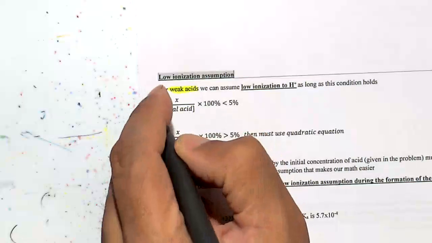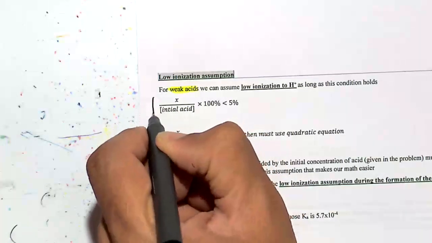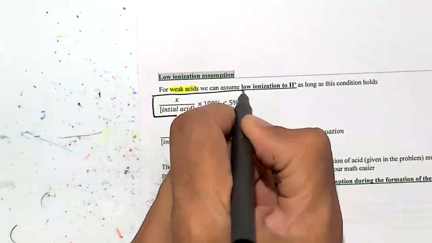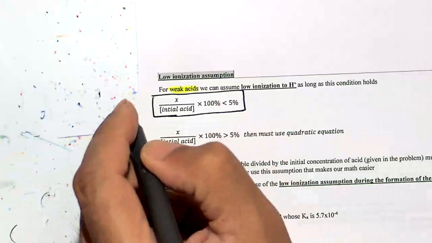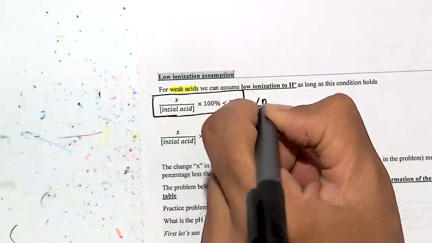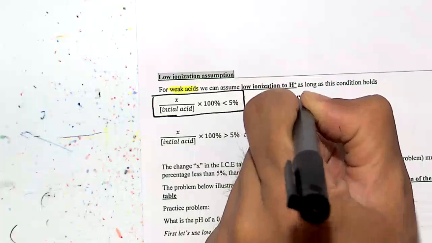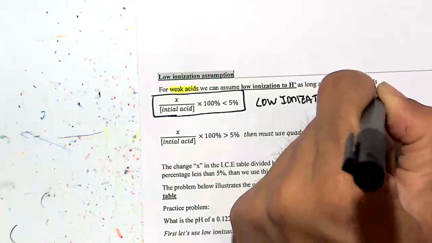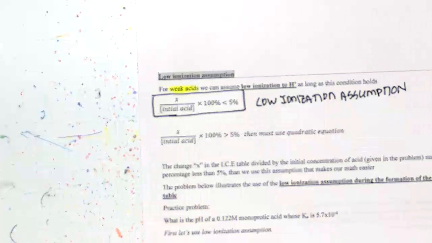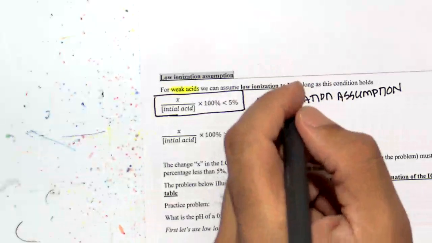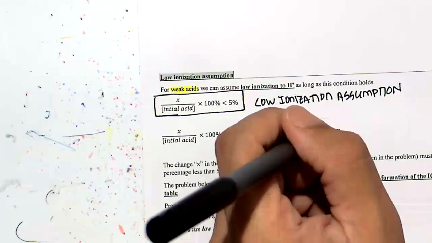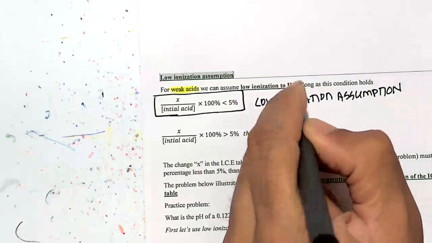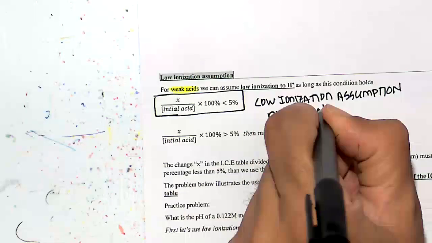You'll take the X that you find from your ice table, and divide it by the concentration in the bottle, or the concentration they give you in the problem. If it's less than 5% ionization, you can use the low ionization assumption. That means very little goes in the forward direction, which basically means no quadratic. But we're not doing the quadratic anyways.